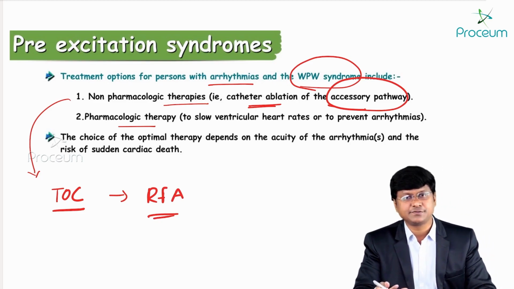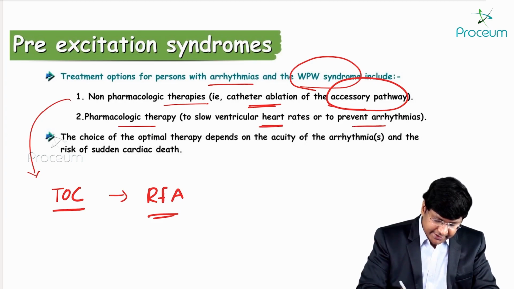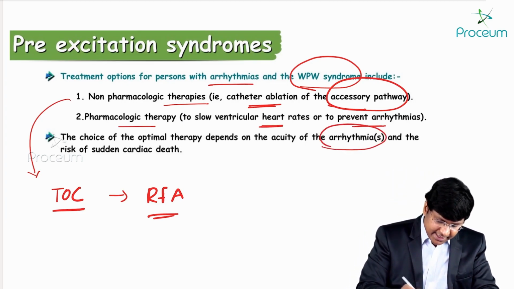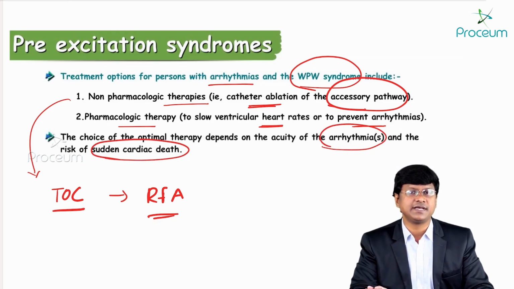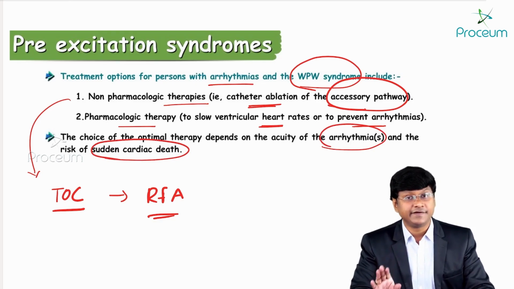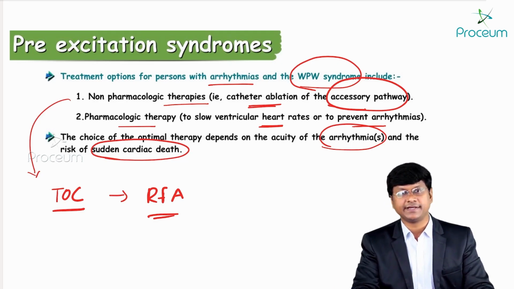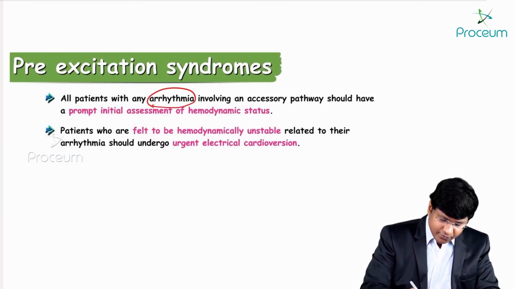And pharmacological therapy is mainly to prevent or slow the ventricular rates or to prevent the arrhythmia. The choice of the optimal therapy depends on the acuity of the arrhythmia and the risk of sudden cardiac death. So, non-pharmacological therapy is radiofrequency ablation or catheter ablation of the accessory pathway. Pharmacological therapy is mainly to slow down the ventricular heart rate or to prevent the arrhythmias. And what is the drug of choice? That is your flecainide.